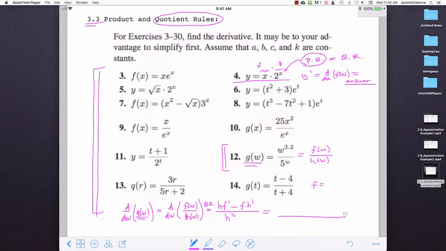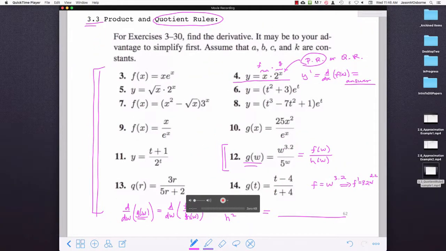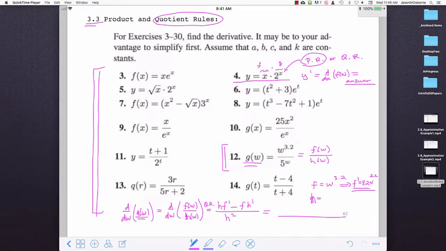Notice that f is equal to w to the 3.2 power, so f prime is 3.2 w to the 2.2, and that's found using the power rule. Okay, h is the function 5 to the w, and h prime is found by using the properties of the exponential function. The derivative of 5 to the w is 5 to the w times the natural logarithm of 5.